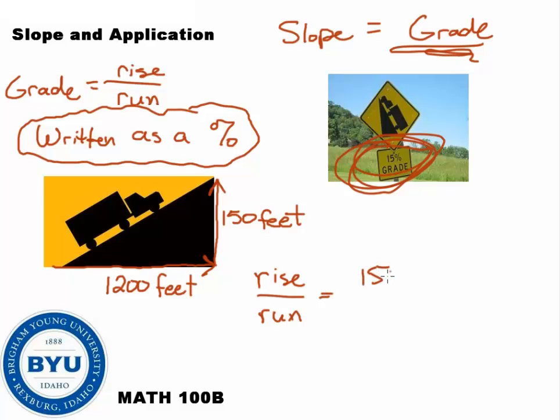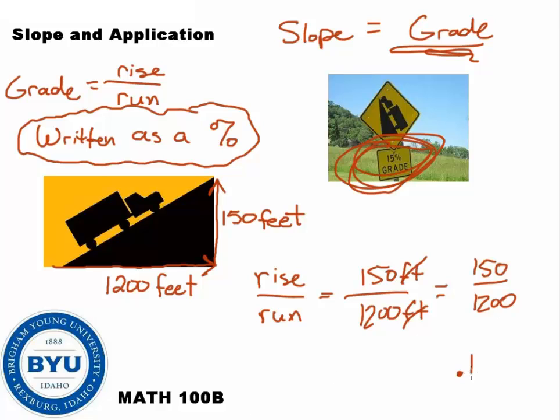Rise, we rose 150 feet. We then ran 1,200 feet. And again, the feet cancel out here, and we just have 150 divided by 1,200. And if you type that into your calculator, 0.125, which is 12.5%. Remember, grade is always written as a percent.